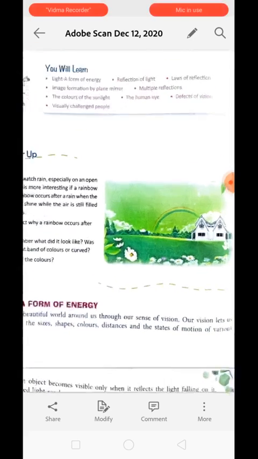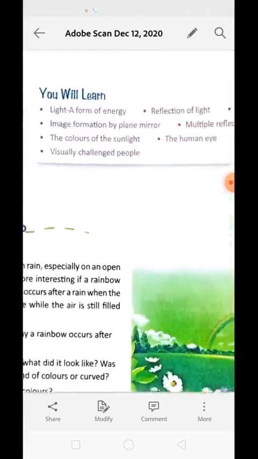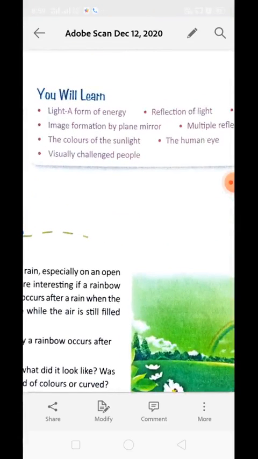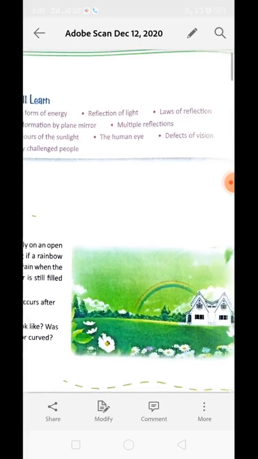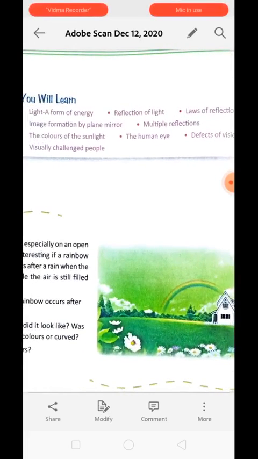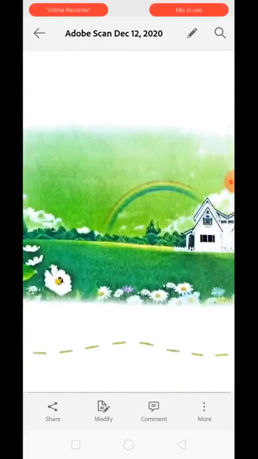In this chapter we will study light as a form of energy, reflection of light, law of reflection, image formation by plane mirror, multiple reflection, the color of sunlight, the human eye, defects of vision, and visually challenged people. Okay, so let's start the chapter.